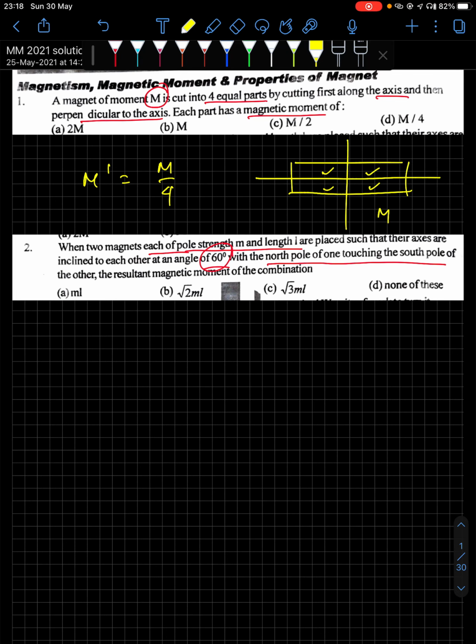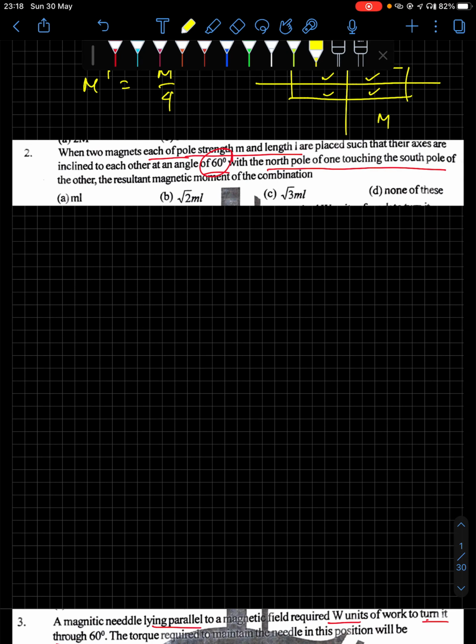Next, number 2, you have two magnets and their pole strength. Each magnet has a pole strength M and magnetic length is L. Since pole strength and magnetic length are the same, you can say that they have the same magnetic moment, that is M1 equal to M2 equal to ML.